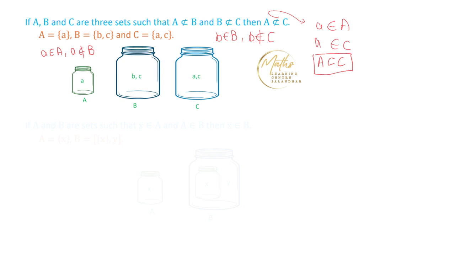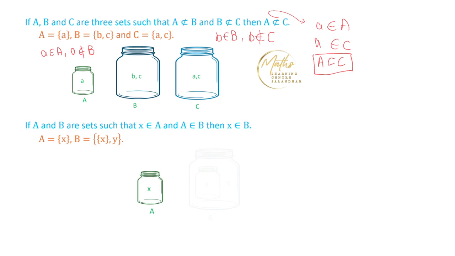Now next we have: if A and B are sets such that X belongs to A and A belongs to B, then X belongs to B. We have to disprove this statement. So let A be the set containing the element X, and B the set containing the elements X as a set and Y. We can look at this situation in this way: this is the set A, and this is the set B, containing the set A and another element Y.